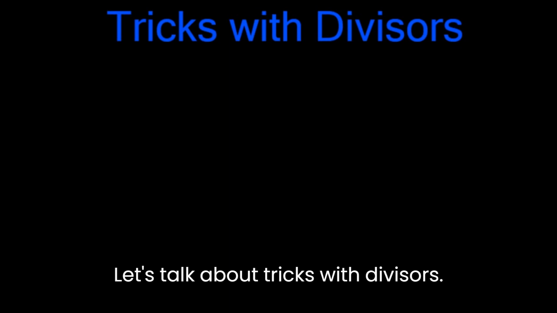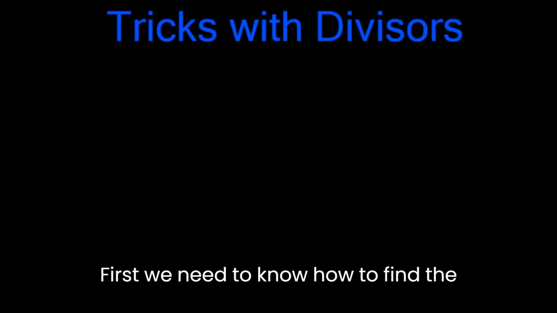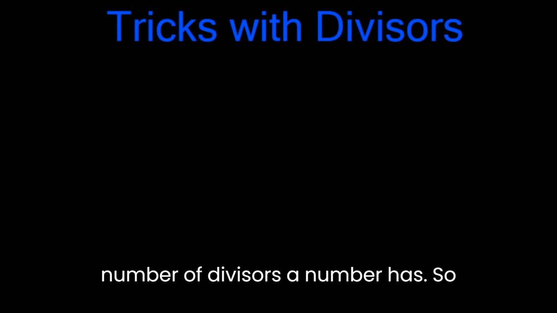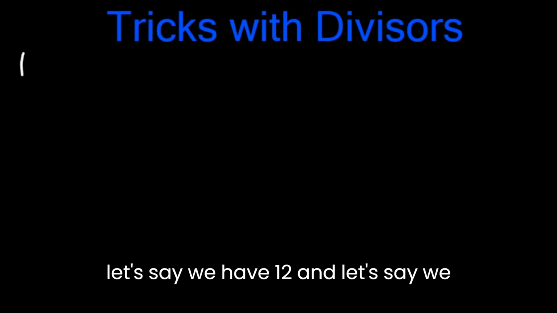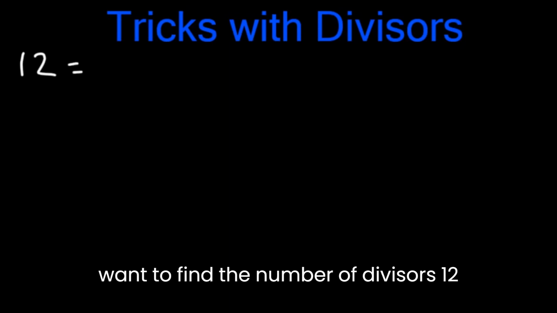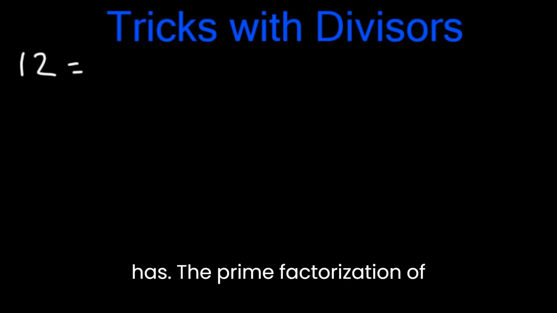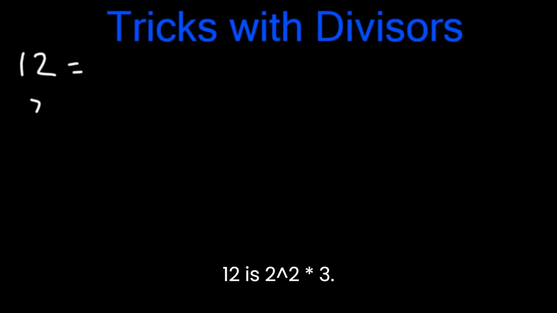Let's talk about tricks with divisors. First, we need to know how to find the number of divisors a number has. So let's say we have 12, and we want to find the number of divisors 12 has. The prime factorization of 12 is 2 squared times 3.